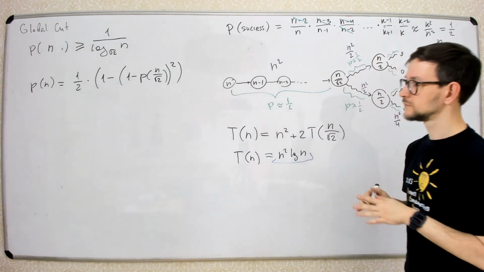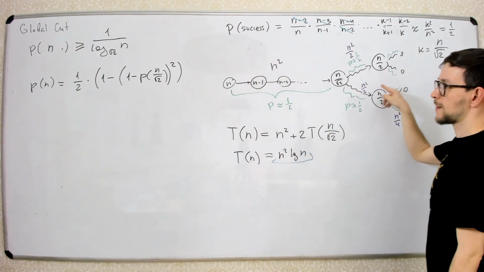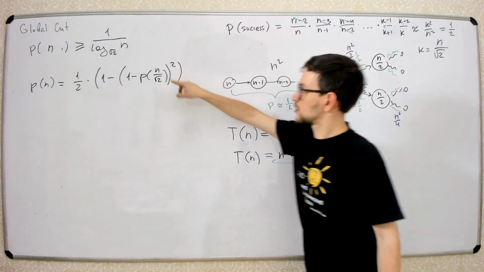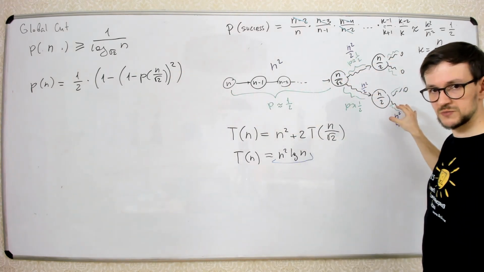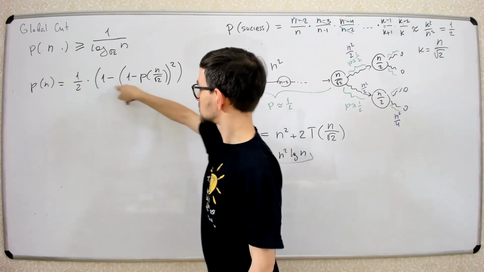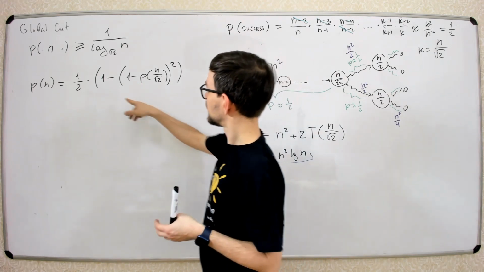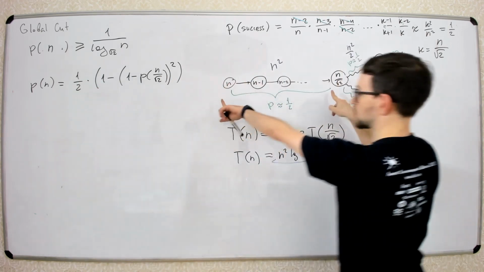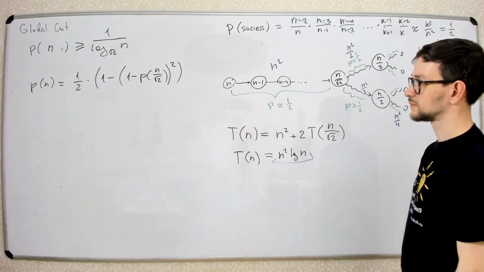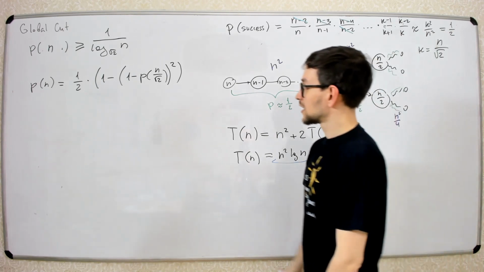Again, this is the probability of success in this branch. Now, 1 minus this is the probability of failure in this branch. Now we square it because we have two branches. We need to fail in both these branches. So this is the probability of failure in both branches. Now 1 minus this is the probability of not having two failures, so it's basically the probability of having at least one success. And this 50% is just because we have a probability of 50% here. Now, let's just prove it. Let's go.